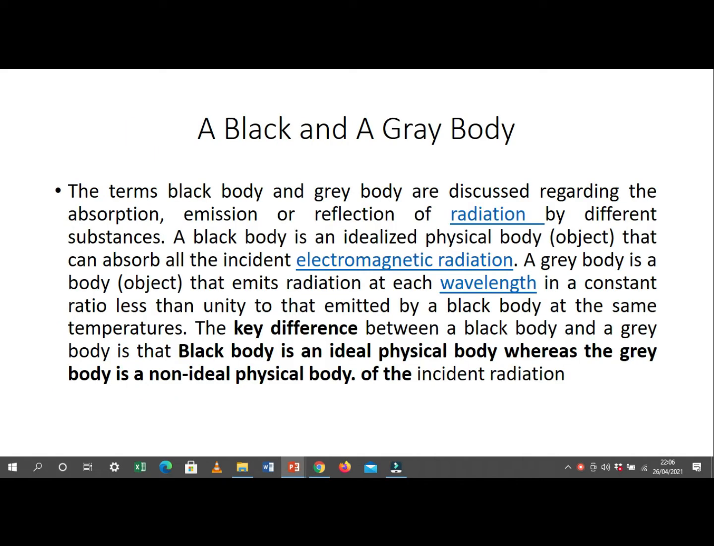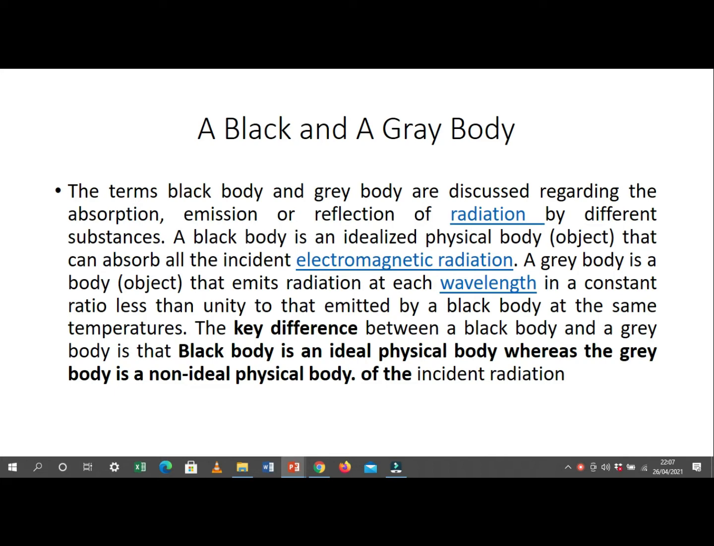The difference between a black body and a gray body. The terms black body and gray body are discussed regarding the absorption, emission, or reflection of radiation by different substances. First, a black body is an idealized physical body, an object that can absorb all the incident electromagnetic radiation. Whereas a gray body is a body or an object that emits radiation at each wavelength in a constant ratio less than unity to that emitted by the black body at the same temperature.